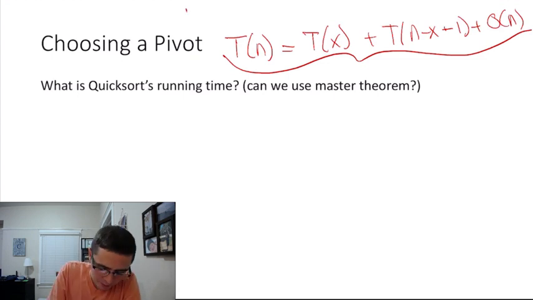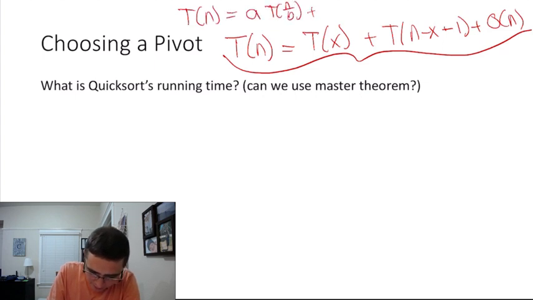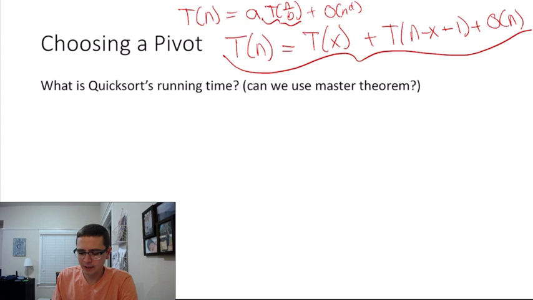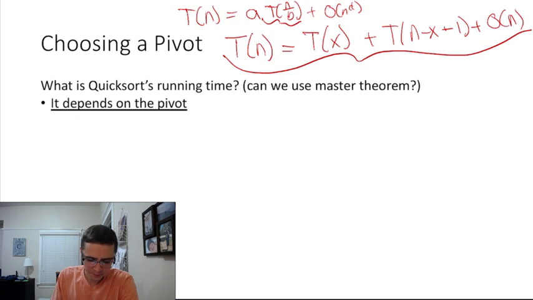Remember, the master method looks something like this. It only solved when we had a times T of n over b plus big O of n to the d. That's not what we have here. We have two separate calls, each with a different amount of data. So we can't use the master method.